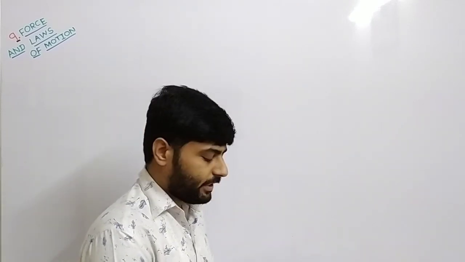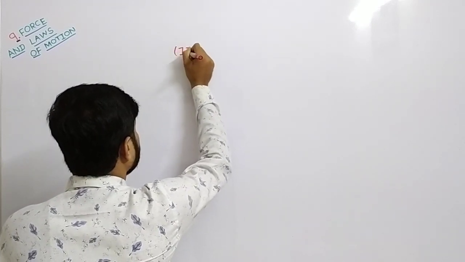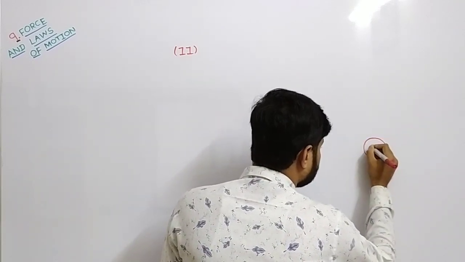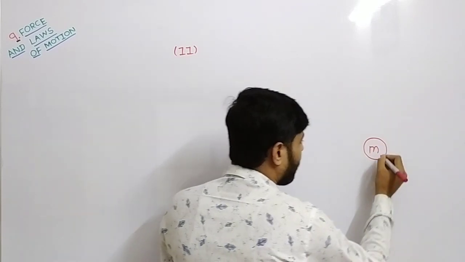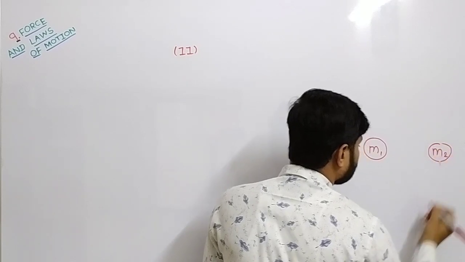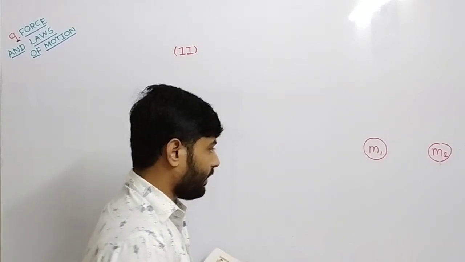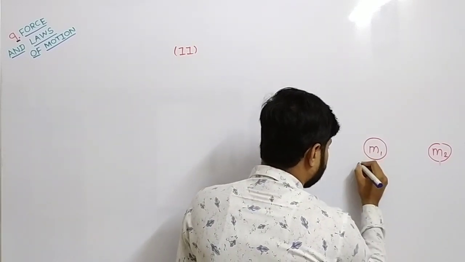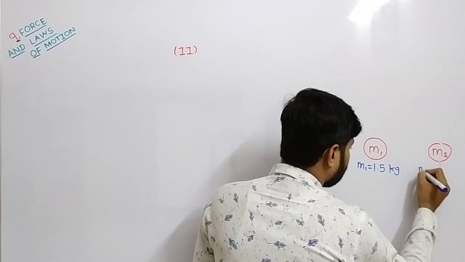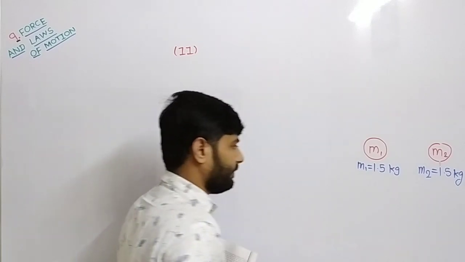Question number 11. We have two objects. Let's say this is object M1 and this is object M2. Both have mass 1.5 kg. So I have to write here M1 is equal to 1.5 kg, M2 is equal to 1.5 kg.